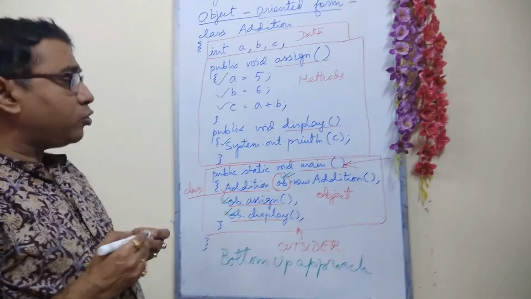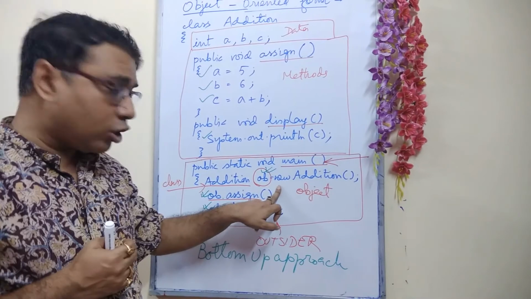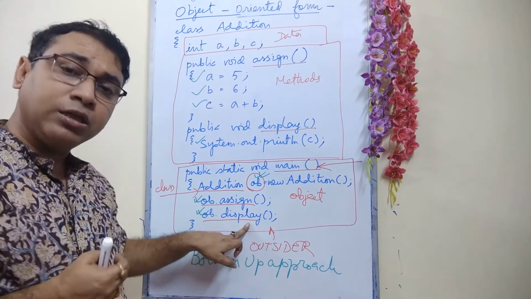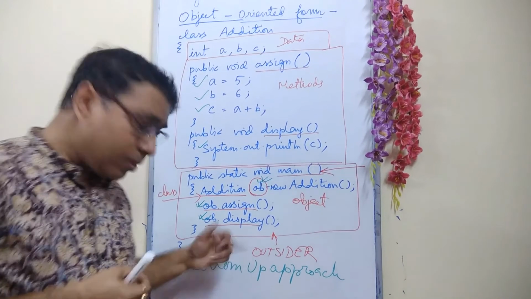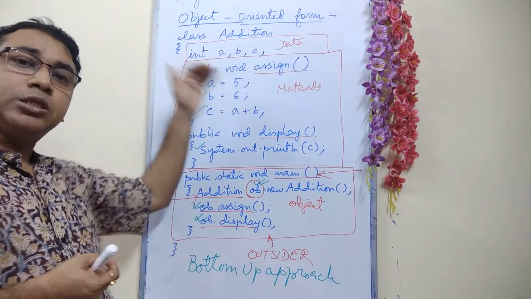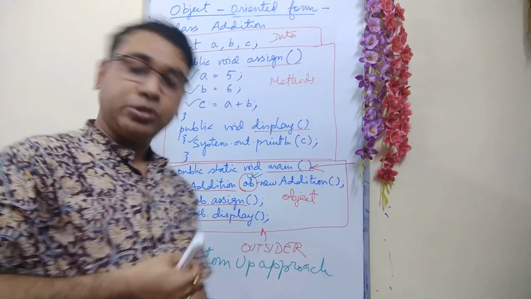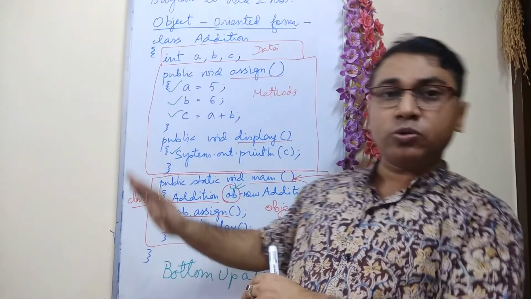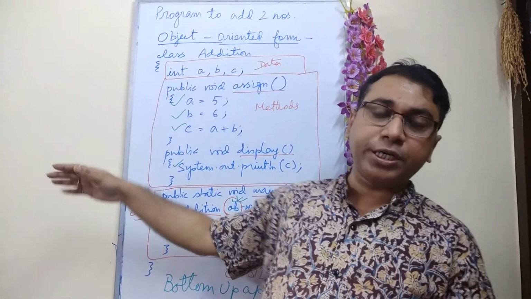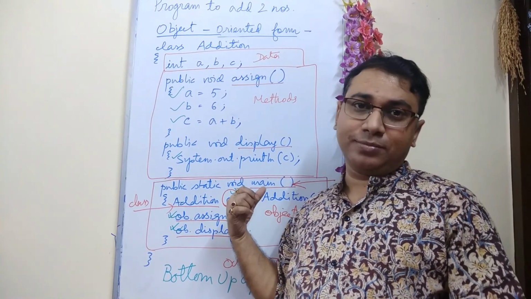Why bottom-up approach? Because first you have to define the class, then only can you create the object, and then you can call the functions and run the program. So execution takes place from bottom to up. This is the bottom-up approach, versus top-down in procedure-oriented. I hope you have understood the difference between the earlier procedure-oriented and the object-oriented concept now. Thank you.